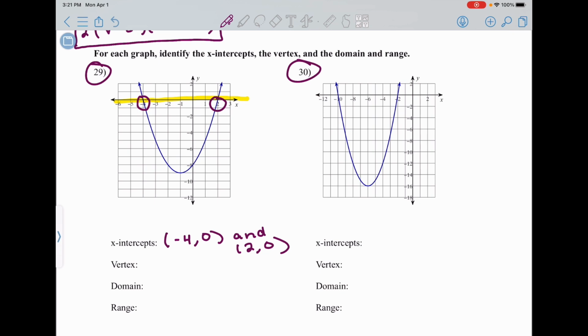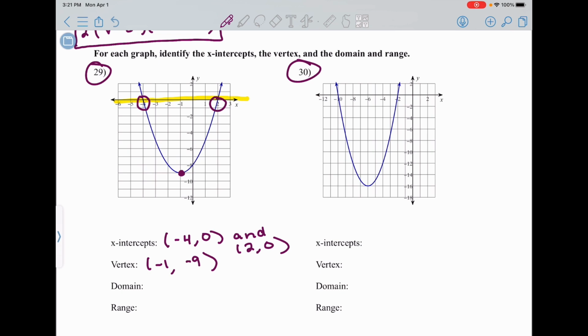The vertex is the point where the U is formed, so at the curve. And so it looks like my vertex is negative 1, negative 9. Make sure to name it as a point with your x going first and your y going second. And now let's talk about domain and range.